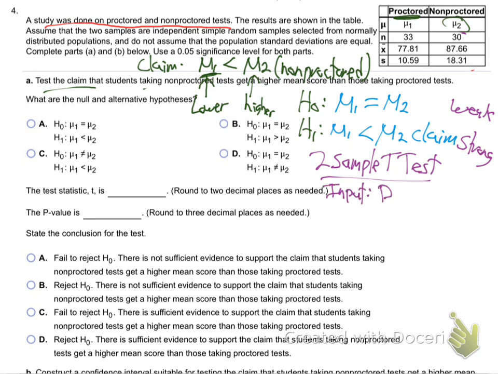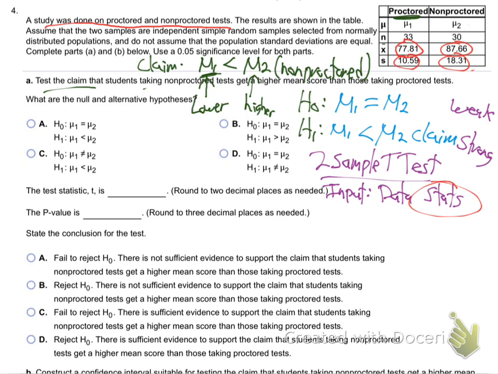Does it come from data or stats, meaning summary statistics? Well, ours is coming from summary stats, right? We don't have a list of data. We don't have all 30 scores for the non-proctored people and all 33 scores for the proctored group. No, we just have the summary of those numbers, right? The average for both and the standard deviation for both. Those are called summary statistics.